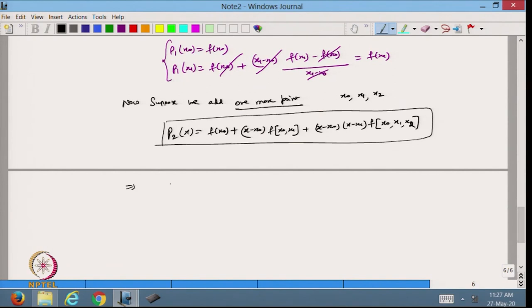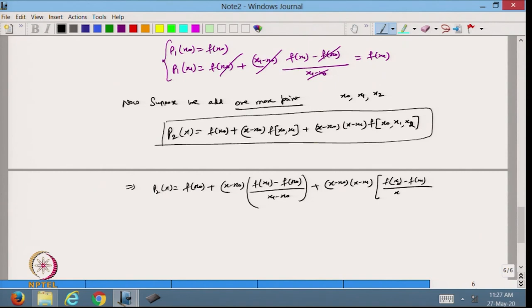So from here I can verify that my p2(x) will be f(x0) plus (x minus x0) times (f(x1) minus f(x0)) divided by (x1 minus x0), plus (x minus x0)(x minus x1), and then I can write from here the first divided difference: (f(x2) minus f(x1)) divided by (x2 minus x1) minus (f(x1) minus f(x0)) divided by (x1 minus x0), and then divided by (x2 minus x0).